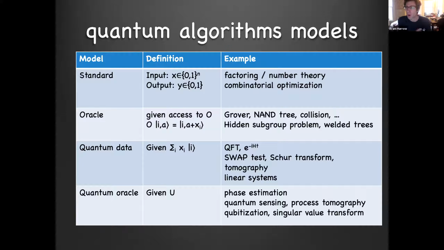But to design quantum algorithms, we often want to work with other models. This is often a very intellectually fruitful thing to do. For example, the oracle model, maybe the input x1 through xn, where our access to it is not as a string written down, but we have implicit access to it given by way of a subroutine or an oracle that we can query in superposition. And this is the way that Grover is defined, the NAND tree problem, the collision speedup, as well as exponential speedups, like the hidden subgroup problem and the welded tree problem.